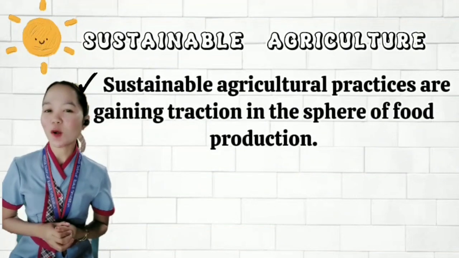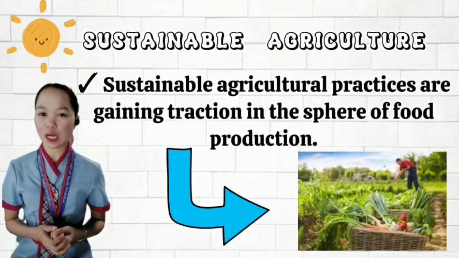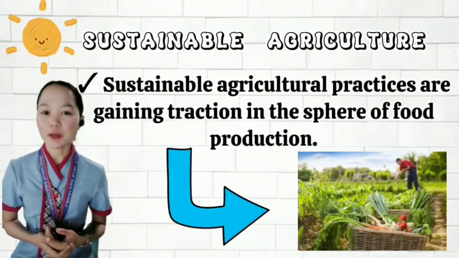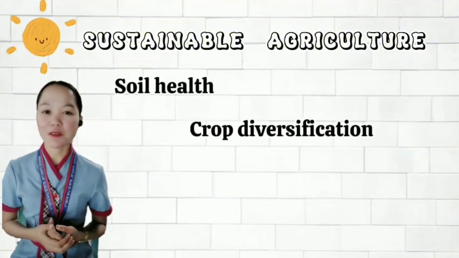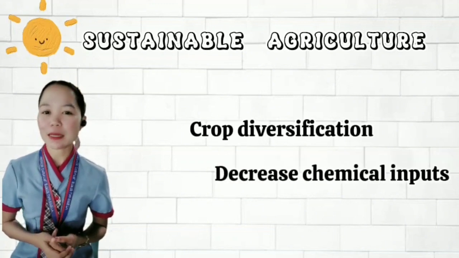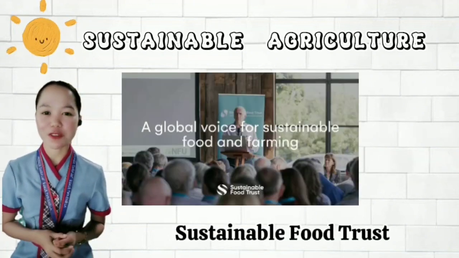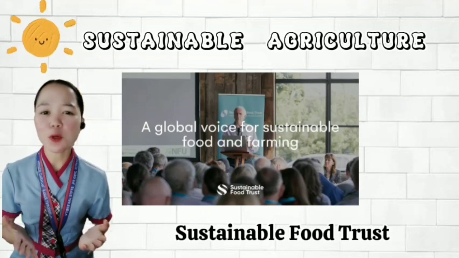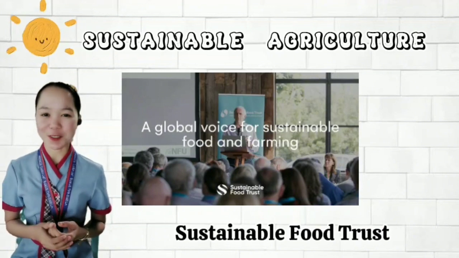So sustainable agricultural practices are gaining traction in the sphere of food production. Regenerative farming practices emphasize soil health, crop diversification, and decrease chemical inputs, and groups like the Sustainable Food Trust advocate for them. This method improves plant health and yield crops that can withstand natural disasters.